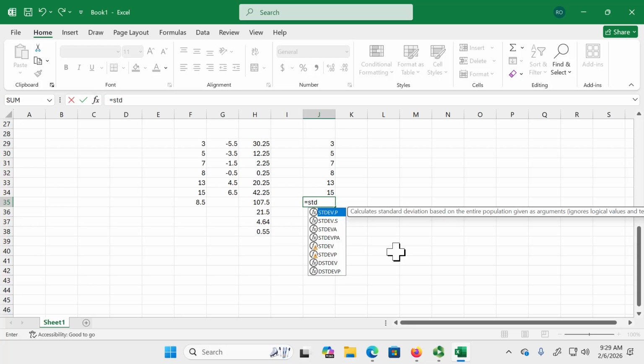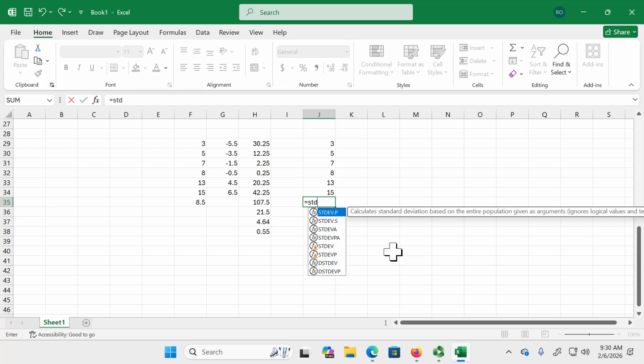STDEV.P uses n as a divisor. The P is for population. Right? There are people that imagine that in statistics we know something about a population. We don't know squat about populations. That's why we're doing statistics. We're estimating things about a population. So this one is an engineer's version of standard deviation. It's got the n divisor.